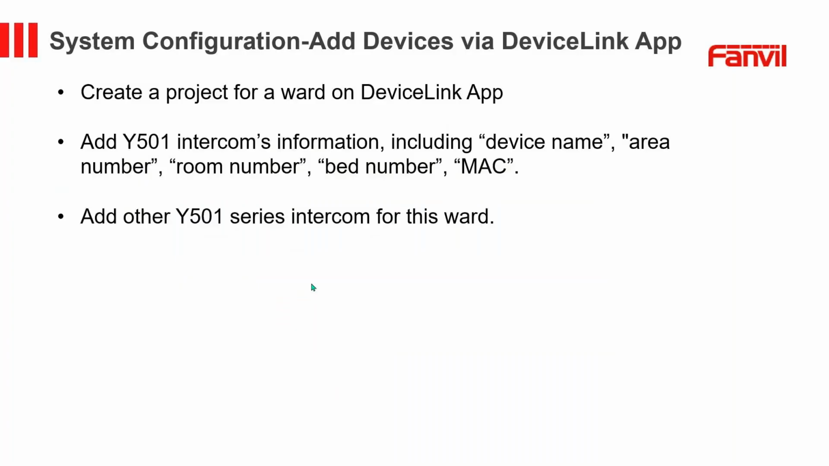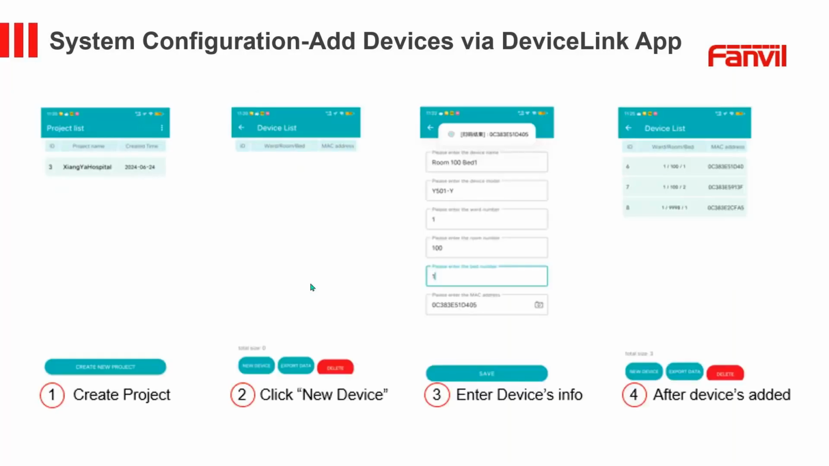On the app, you can just create a project and add your intercom information such as device name, area number, room number, bed number, and MAC. Then add the rest of the intercom phones to your application. And here is an illustration of the application's interface. So you have here the projects, the option to add devices, and here the information that should be entered for each device. After that, the device will be listed on the app.